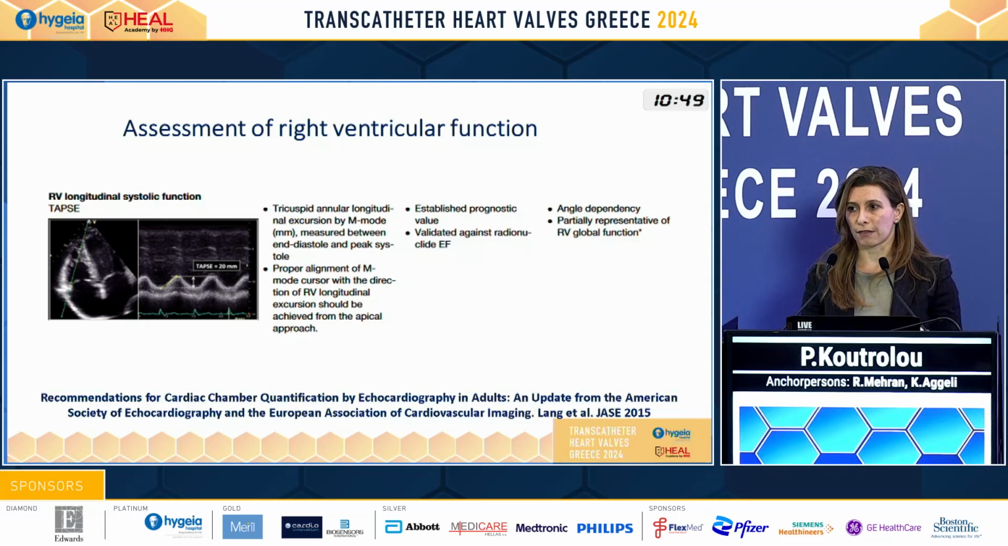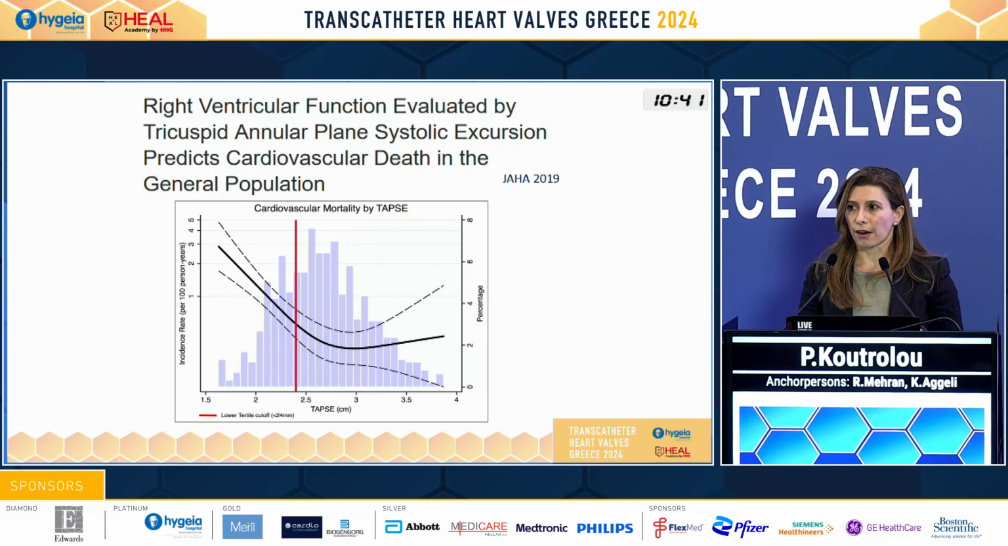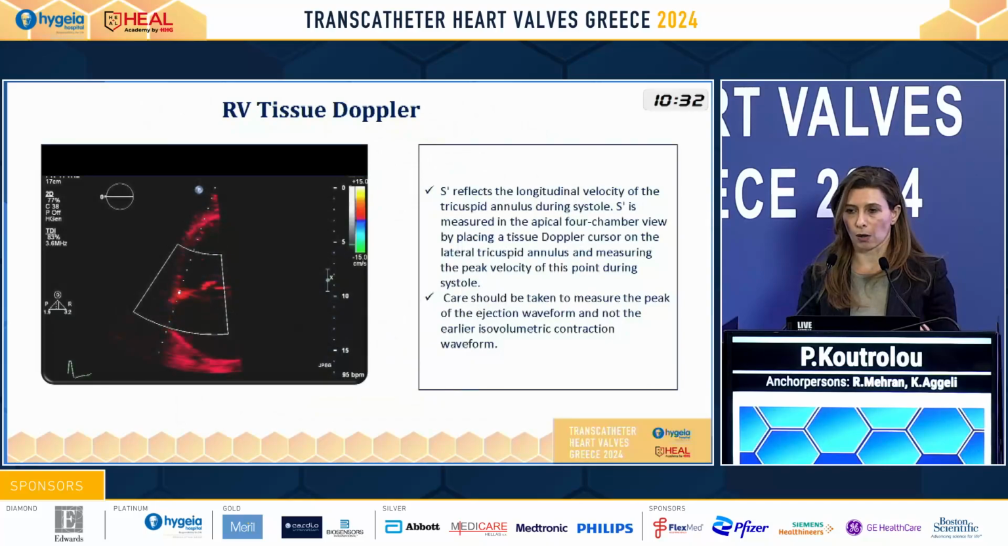There are people who have abnormal RV systolic function even with normal TAPSE when the mid or the apex of the RV is not moving well. There are data that are actually linking the TAPSE with outcomes of the patient, and that's a very important measurement that we have to have in all our measurements.